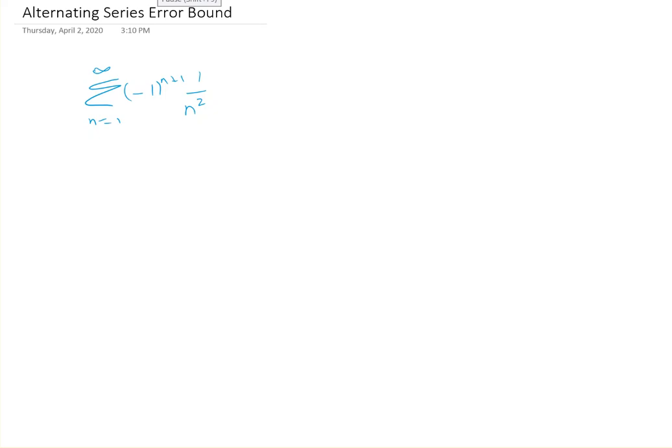We are just jumping right into the second part of things that you're going to need, or the things that you can use the alternating series for. Here we have an alternating series. I wrote it out real quick. It's the sum of (-1)^(n+1) times 1 over n squared, from 1 to infinity.